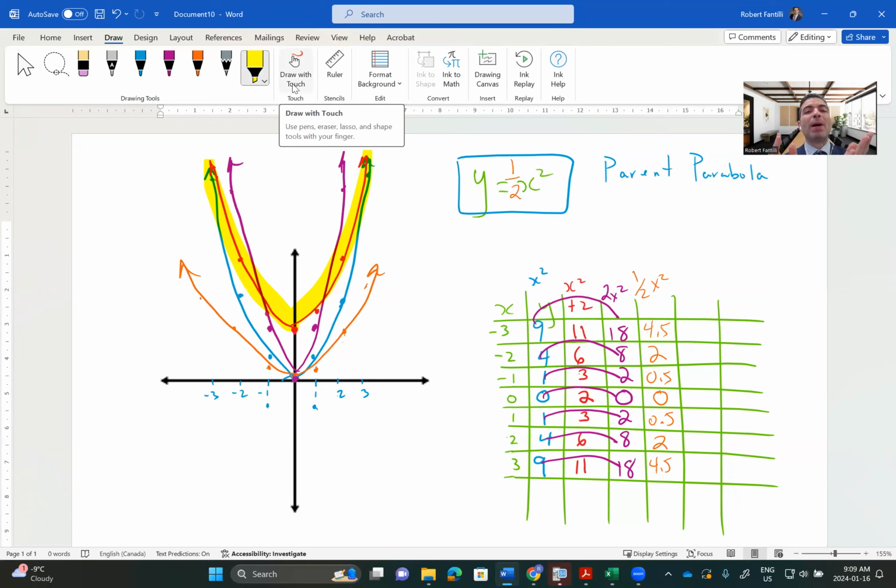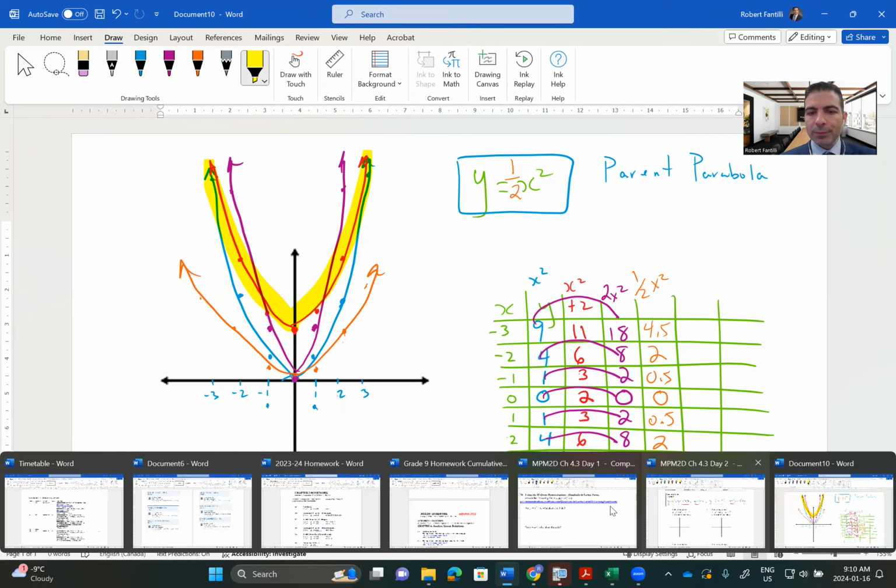If we said x squared minus 5, instead of at 0, 0, it would shift down to 0, -5. If we said y equal x squared plus 10, then the parabola from 0, 0 would shift all the way up to 0, 10 as the vertex, but the shape wouldn't change. Okay, let's go back to our handout.